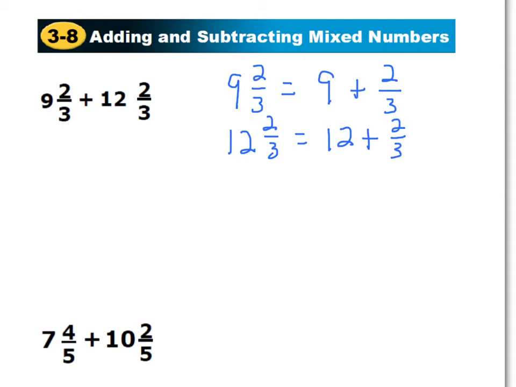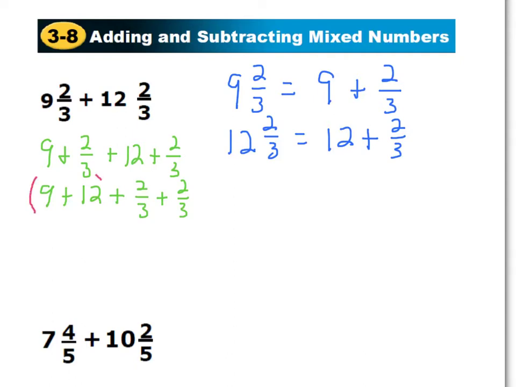The way I'm going to do this problem is 9 2/3 plus 12 2/3. I'm going to use the commutative property of addition to reorder the numbers. Anytime I'm adding numbers, as long as I'm only adding, I can reorder the numbers to my advantage. You don't really have to show this next step, but I'm going to choose to add the numbers the way I've put them in parentheses.